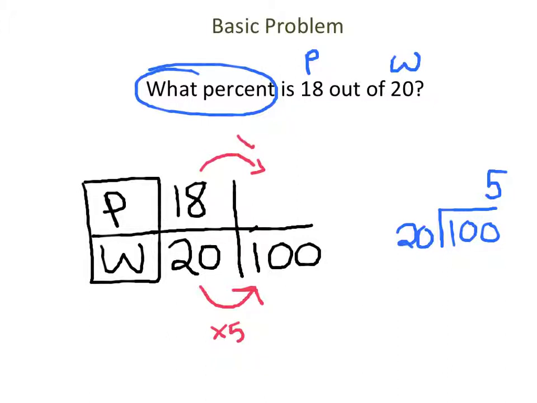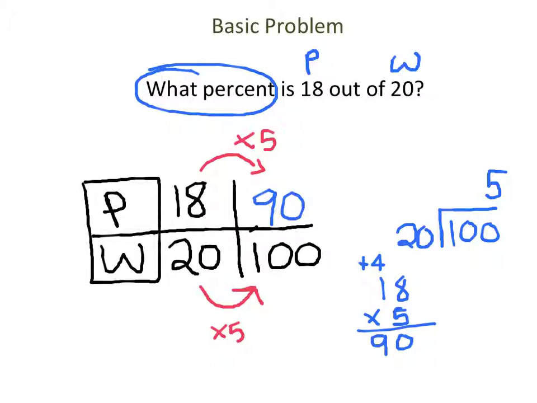So 18 times 5. I'll do that computation out. 18 times 5. 5 times 8 is 40. Carry the 4. 5 times 1 is 5, plus 4 is 9. So that means 90 out of 100. And my answer to this question is 90%.